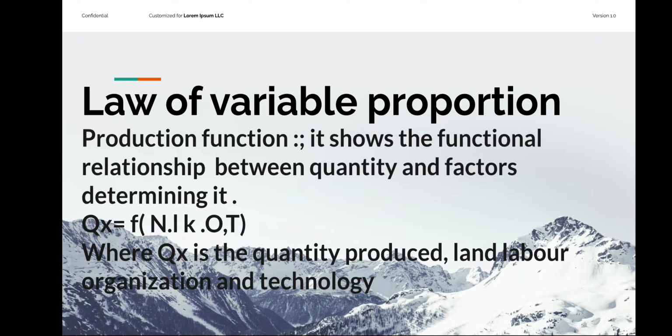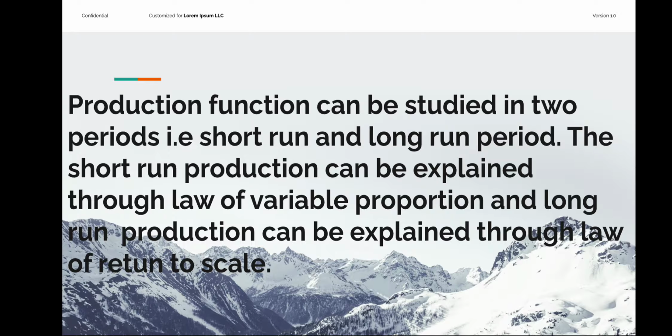Now the production is studied under two periods. One is the short period and another one is the long period. Any change in output requires changes in inputs. In the short period we cannot change all the inputs; machines and buildings cannot be changed, while labor and raw materials can be variable factors. So a firm can change the level of output only by varying variable factors of production. That can be studied in the concept of the law of variable proportion.